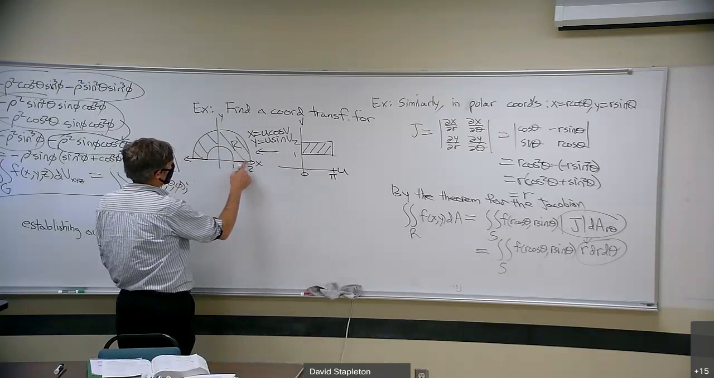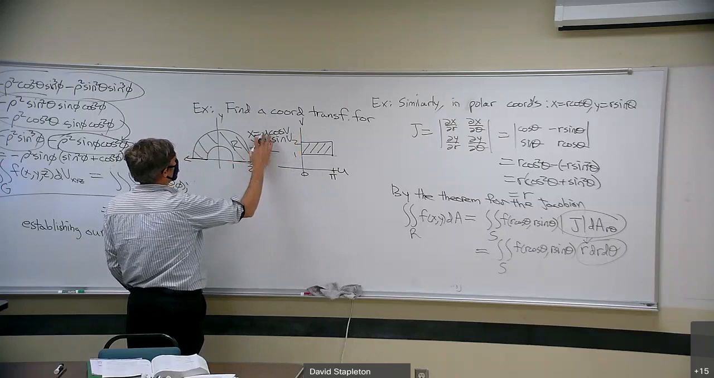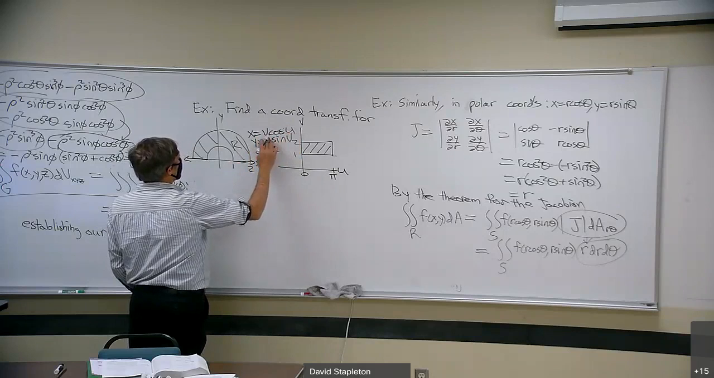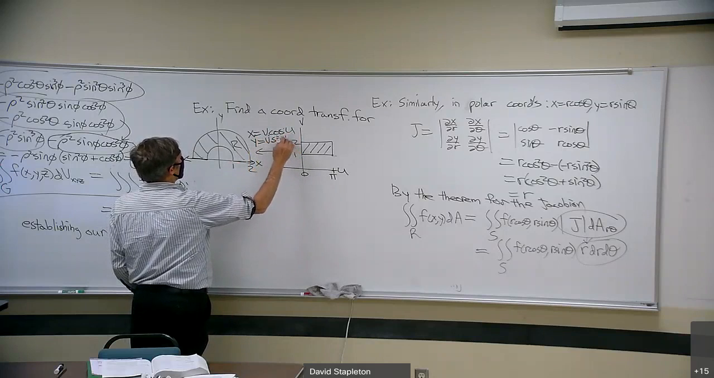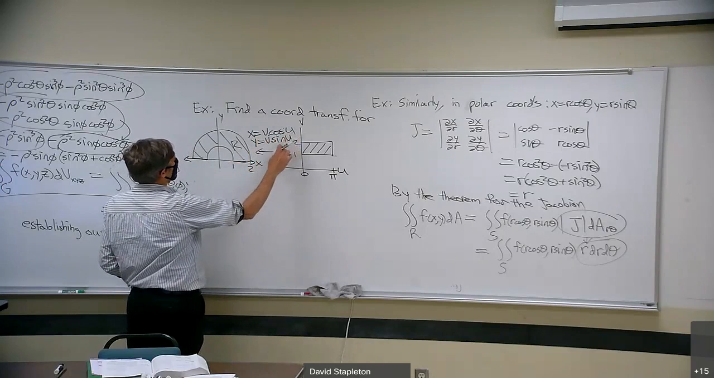And the radius going from 1 to 2 is right here. V must be the radius, so I wrote it the wrong way. It should be v cosine u and v sine u. This is the book's example. I put it backwards just to be tricky.